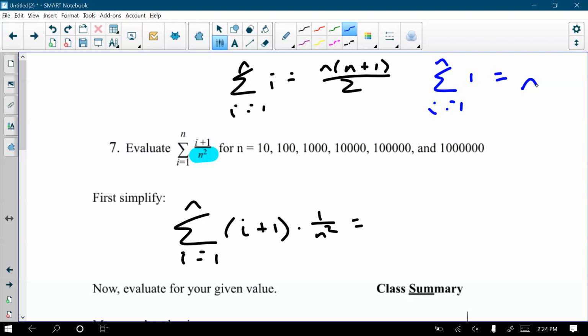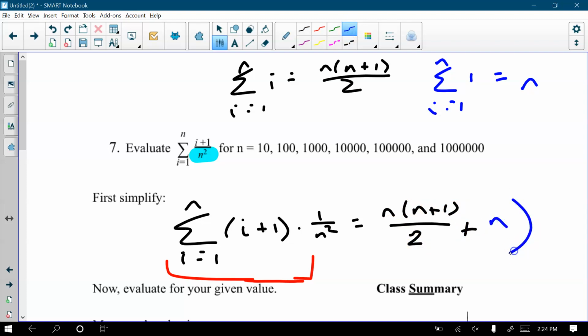So we can rewrite this part as the summation of i, which we said was n times n plus 1 over 2, plus, and then we have another n here. The 1 is an n here. And then we're multiplying this all times 1 over n squared. And that's going to be n times n plus 1 over 2n squared plus 1 over n.